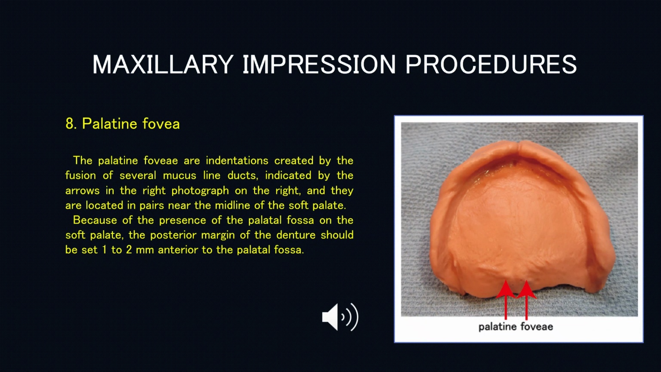Eight. Palatine fovea. The palatine foveae are indentations created by the fusion of several mucus-lined ducts, indicated by the arrows in the photograph on the right, and they are located in pairs near the midline of the soft palate. Because of the presence of the palatine fovea on the soft palate, the posterior margin of the denture should be set 1 to 2 mm anterior to the palatine fovea.